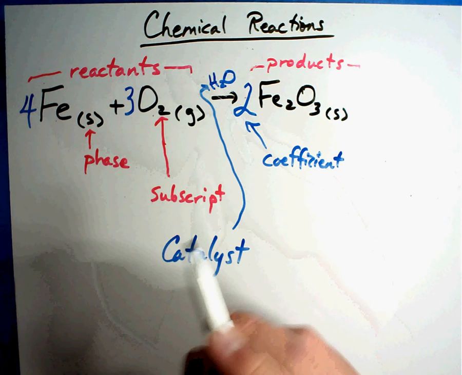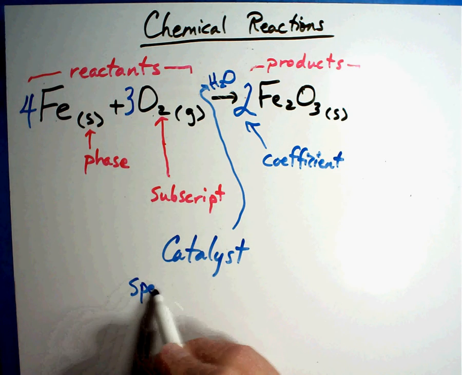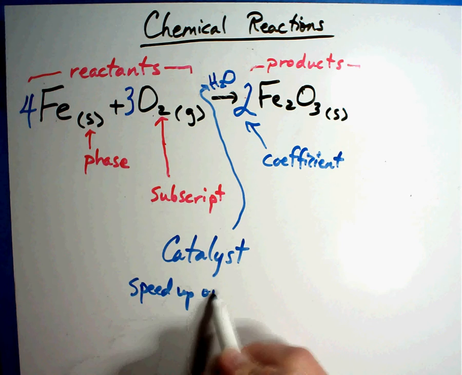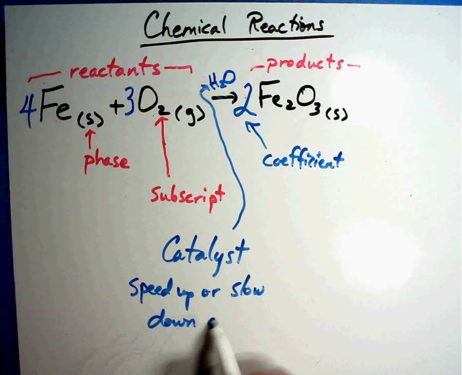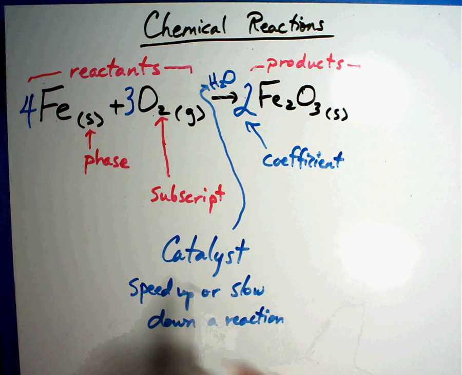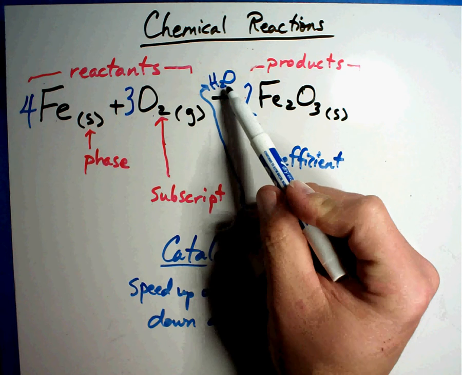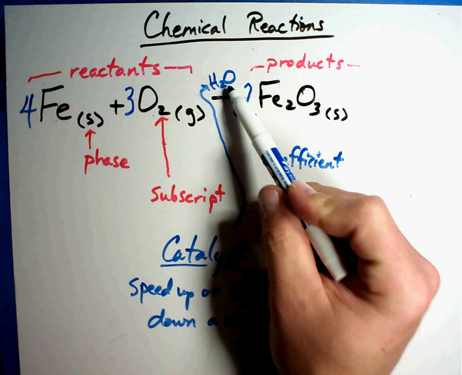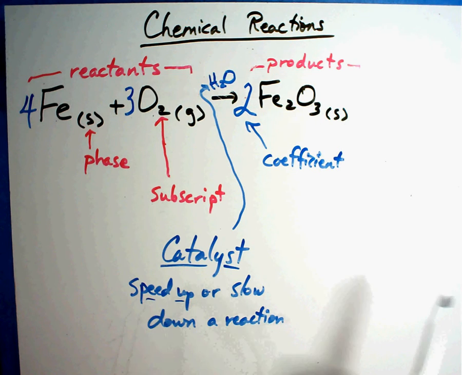That is called a catalyst. And a catalyst is used to speed up or slow down a reaction. See if this makes sense. If I want to keep my car from rusting so fast, then I need to keep it dry, because when there's water around, it makes it rust faster. So it speeds up the reaction.